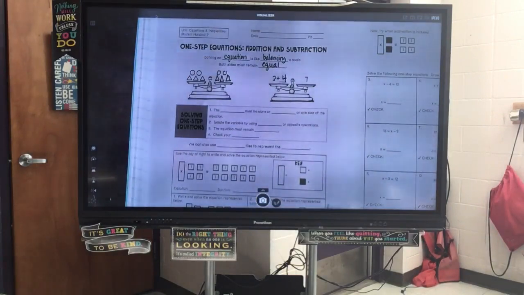The one on the right is using numbers to balance the scale. Pretty straightforward, right? That's what we want you to think about when you're solving equations. The left side has to be the same as the right side, or the right side has to be the same as the left side.